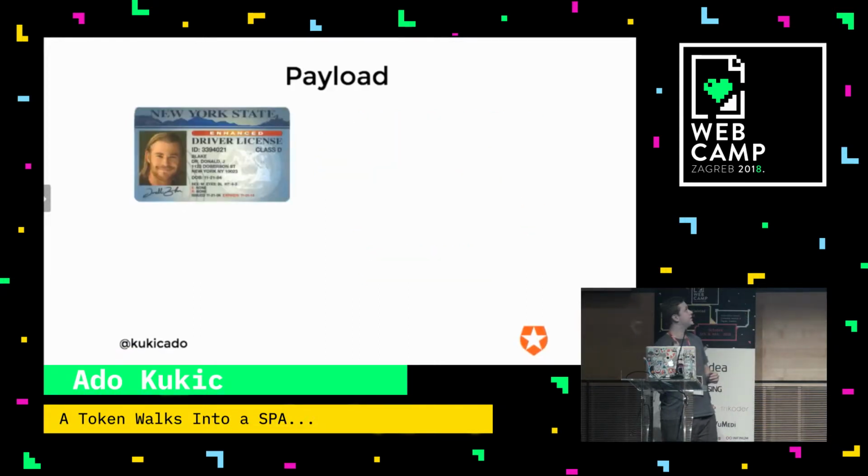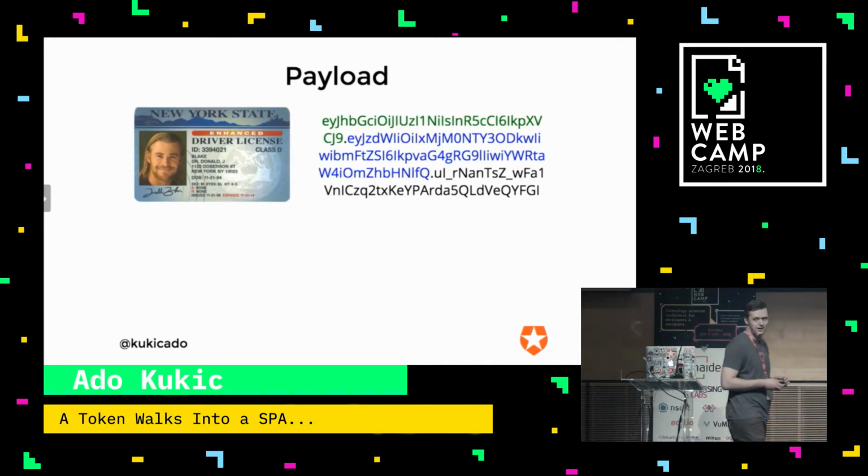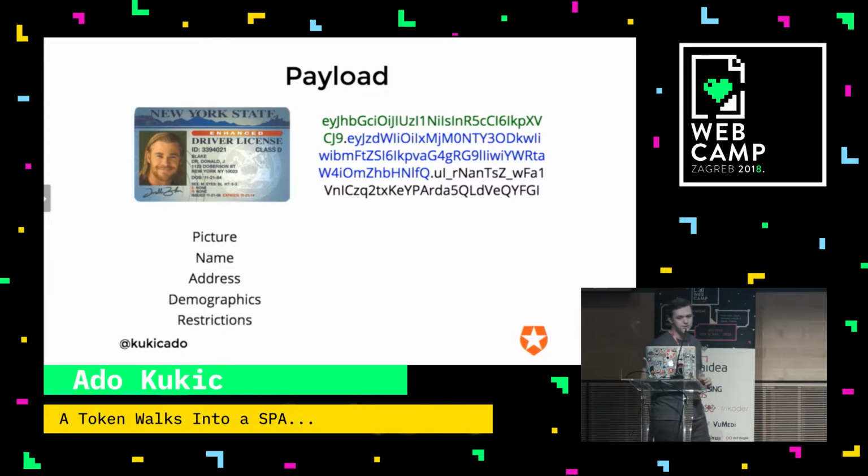And let's put our driver's license and our token side by side again, and look at the payload. Now the payload is this part in blue for the token, and for our driver's license, the payload is all of the information contained within the driver's license. So information such as the user's picture, their name, their address, their demographics, and also most importantly, their restrictions. So what type of motor vehicles can they operate, how long it's valid, so on and so forth.